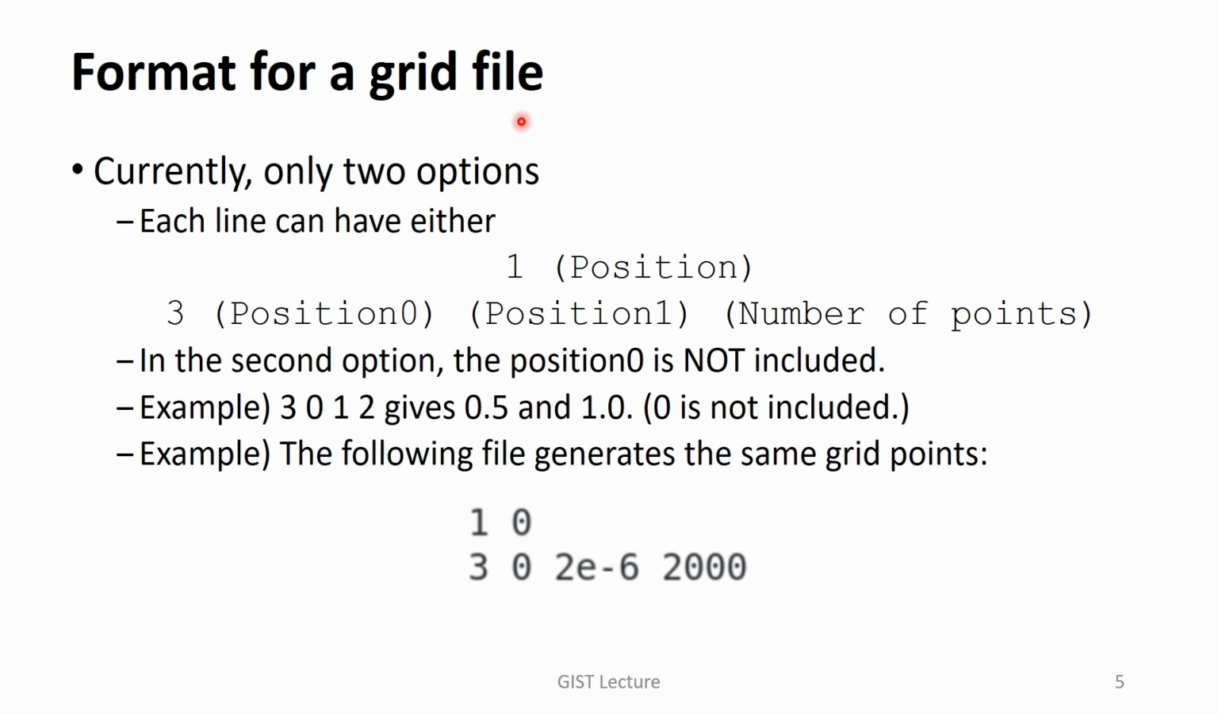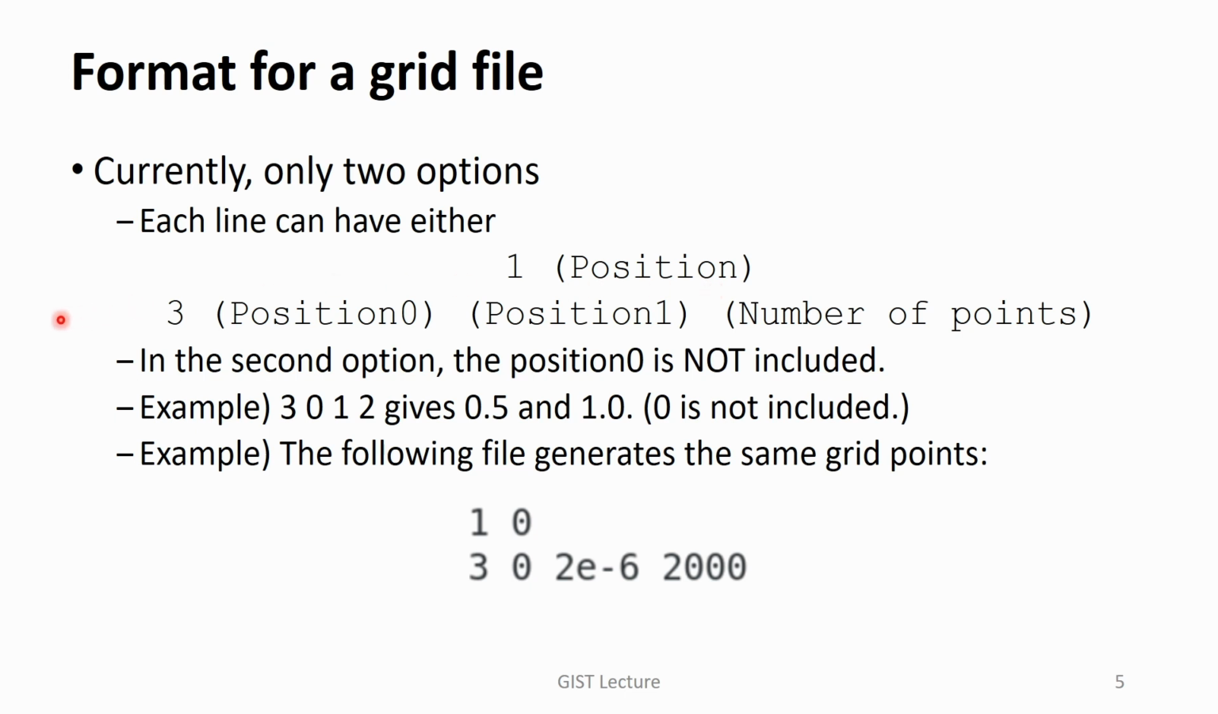Currently, we have only two options. Each line of the grid file can have one of the following forms. In the first form, it starts with the number 1. Then the position is specified. In this case, a point is exactly introduced at the position.